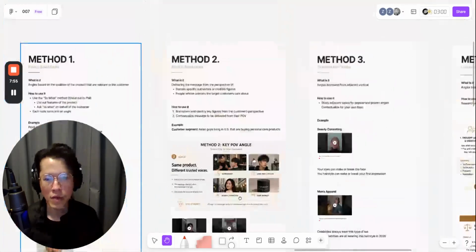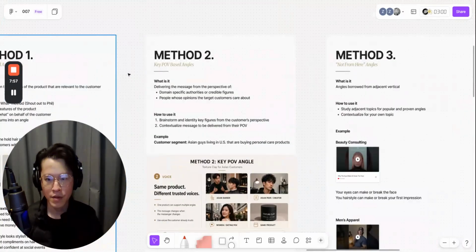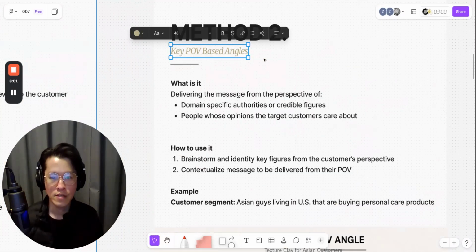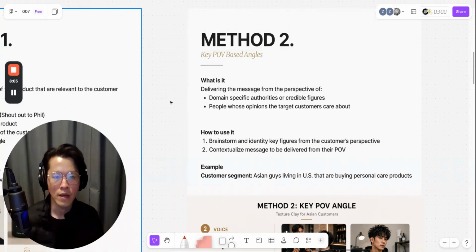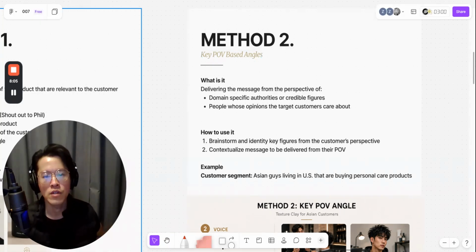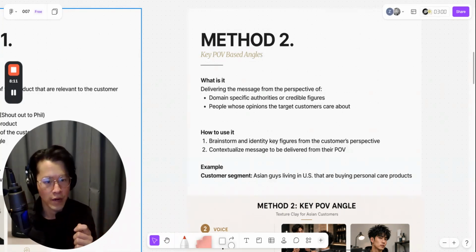All right, so let's go on to method number 2. So this one is the POV-based angles. Essentially what it is you want to deliver the message from the perspective of, number one, a domain-specific authority or a credible figure. And I'm going to give you an example later.